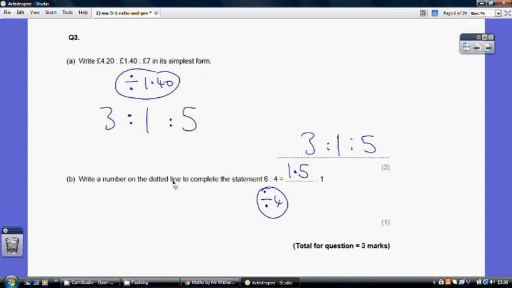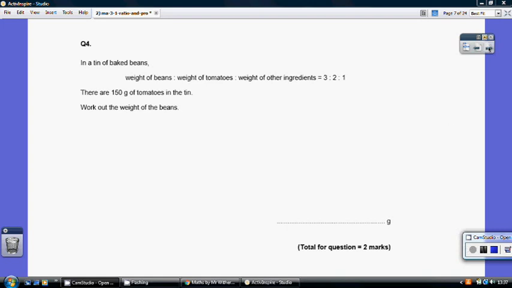Now, part B, write a number on the dotted line to complete the statement. So this ratio of 6 to 4 is the same as the ratio of what to 1? Well, think about the second term. The second term is getting 4 times smaller. We're dividing by 4. So I'm going to have to divide the first number by 4 as well. 6 divided by 4.